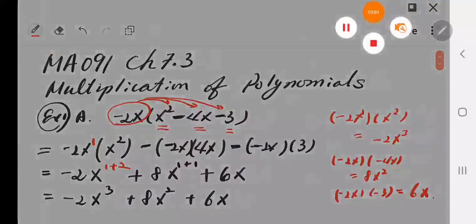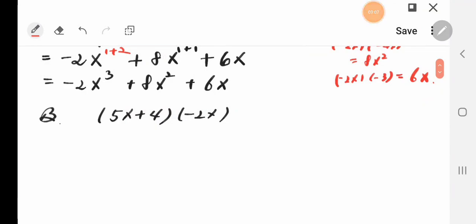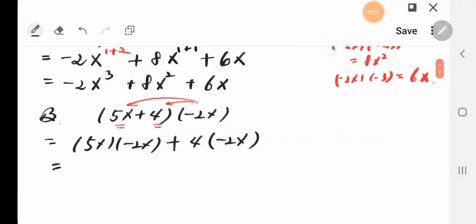Okay, let's try example 2, which is example B. In this case, we are multiplying the binomial 5x plus 4 by the monomial negative 2x. So multiply each of 5x and 4 by negative 2x. Let me write those two factors: 5x is multiplied by negative 2x, plus 4 is multiplied by negative 2x. Then let's use mental math. For the first term, multiply 5 and negative 2, the result is negative 10, and x times x is x squared. For the second term, negative 2 times 4 is negative 8, so make it minus 8x. So this is the result.